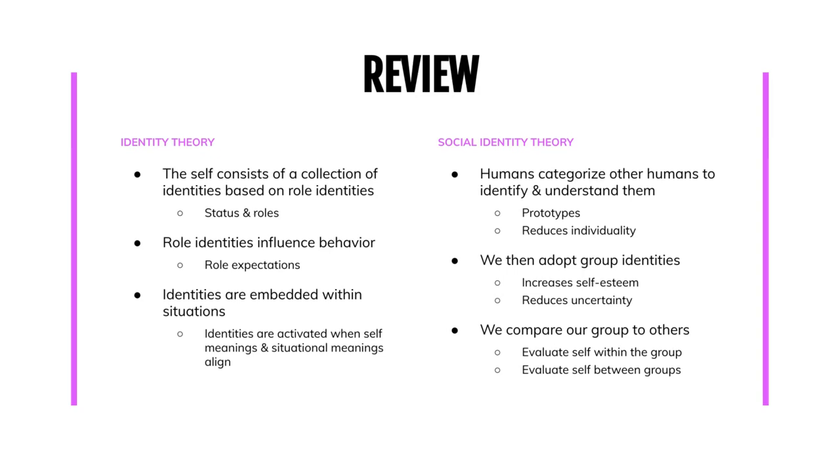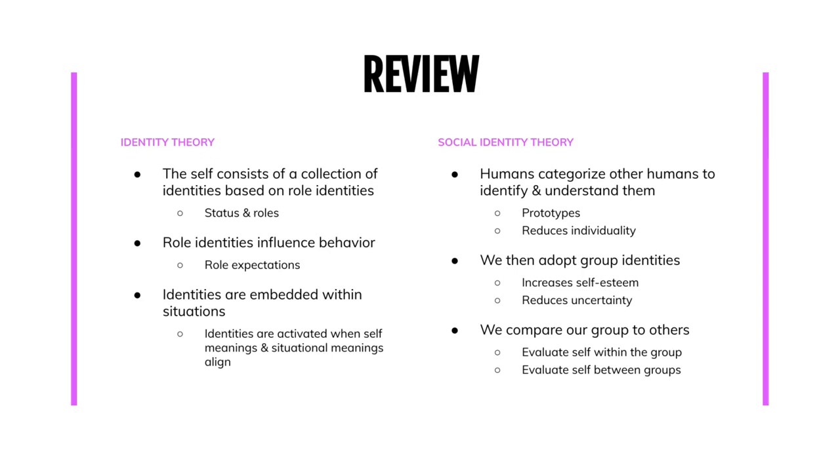And then social identity theory states that humans categorize other humans to identify and understand them. And so it focuses on things like prototypes and how it reduces individuality, which is in this case not necessarily a bad thing, but it reduces individuality in terms of classifying people into a variety of different groups. So you can still be very much an individual in terms of your specific combination of groups that you're a part of and the ways in which you identify and construct your own identity. But within those groups, it prescribes and describes your behavior as well as others.